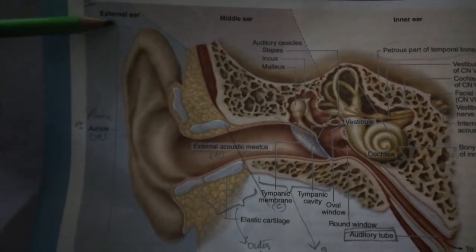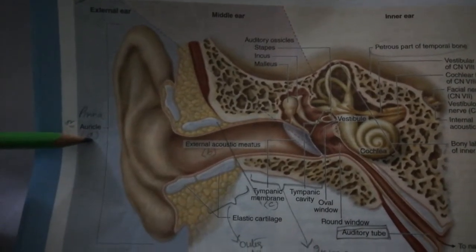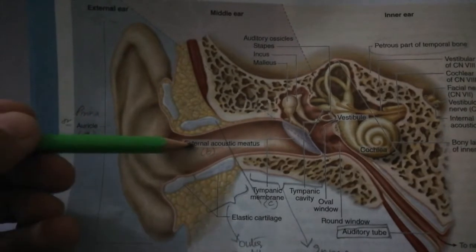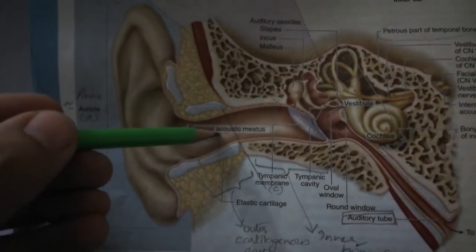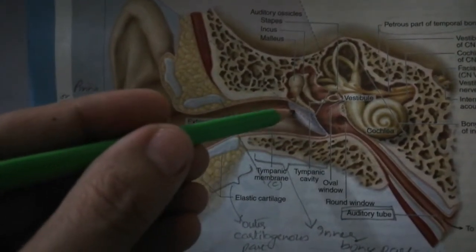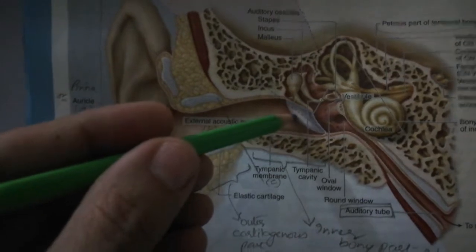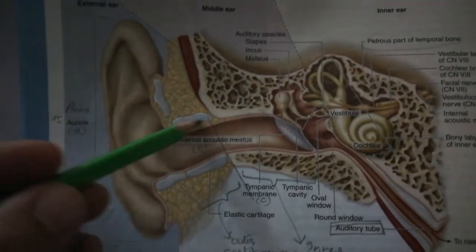Now see, this is the external ear, consisting of the auricle or pinna. Then you enter into a cavity called the external auditory meatus, and the third thing here you see is the tympanic membrane on its medial side. These three are the parts of the external ear.